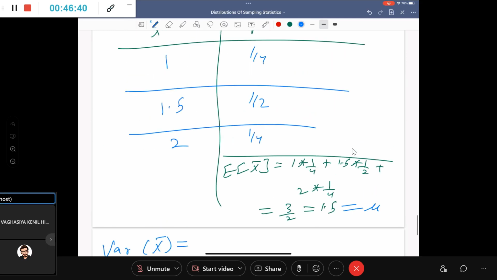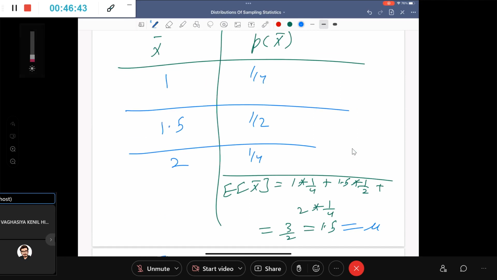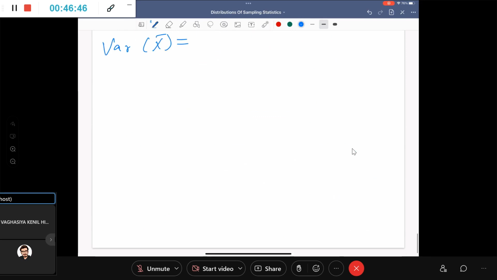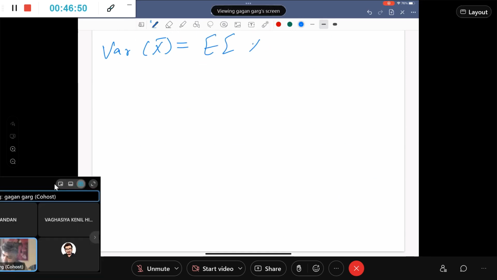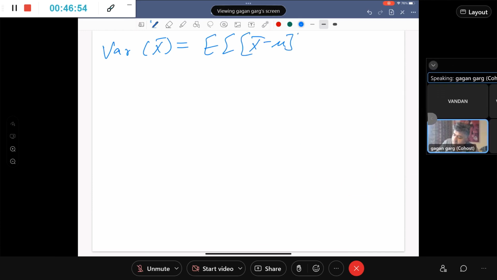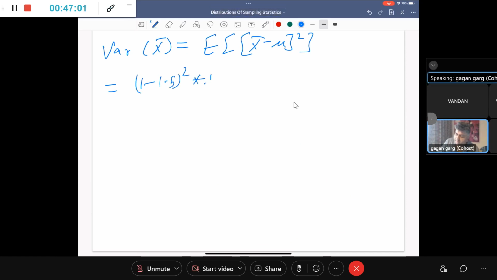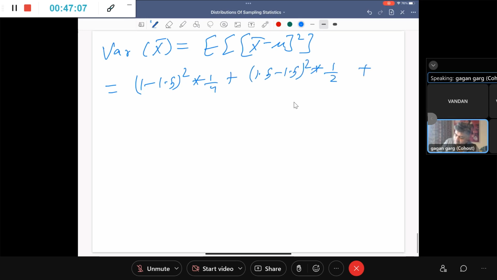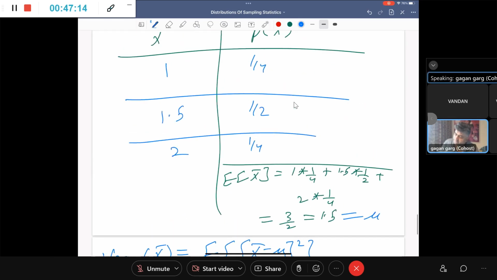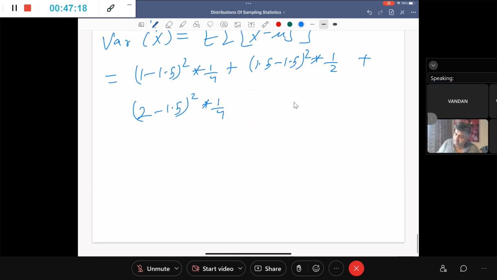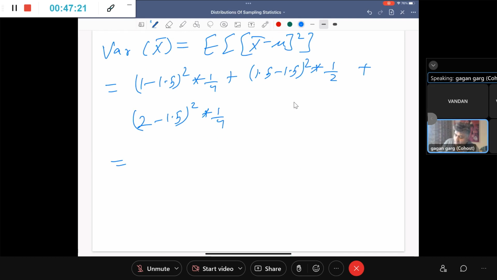The variance of X bar, we know X bar is a random variable. So its mean is 1.5, and we know the probability function, so we can compute its variance. It is the expected value of X bar minus mu whole square. So it's 1 minus 1.5 whole square into 1 by 4, plus 1.5 minus 1.5 whole square into 1 by 2, plus 2 minus 1.5 whole square into 1 by 4. The middle term is 0. The others are 1 by 4 into 1 by 4 plus 1 by 4 into 1 by 4, so that is 1 by 8.